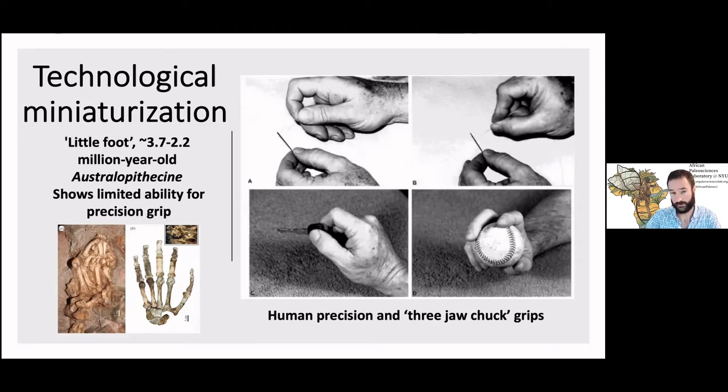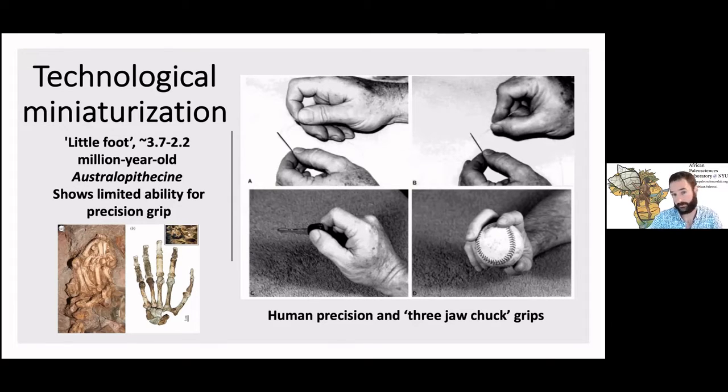The modern human hand has this ability to precisely grab things, to thread needles, to hold car keys, and also at the same time to do things very powerfully, like what we call a three-jaw chuck, to throw a ball like a baseball or bowl a cricket ball. You know, these are uniquely human capabilities to go from precise to power with a single hand.